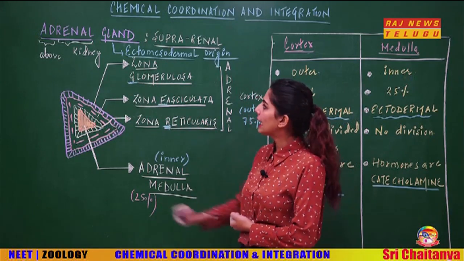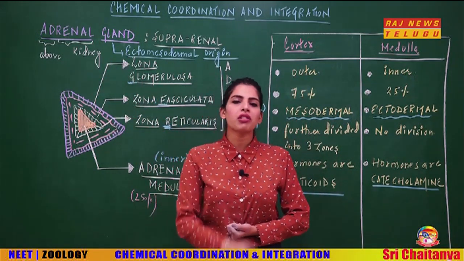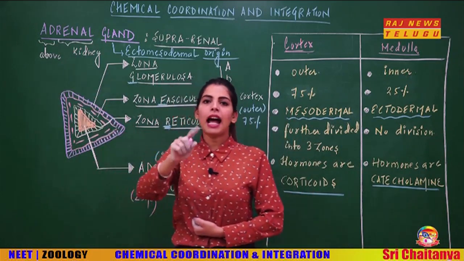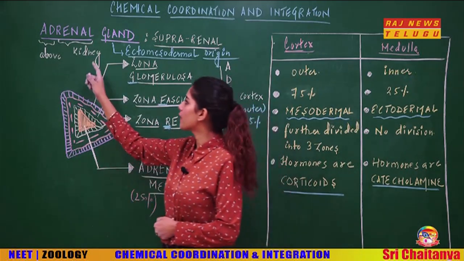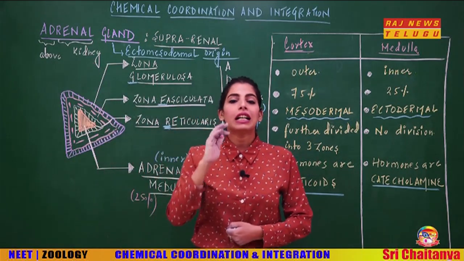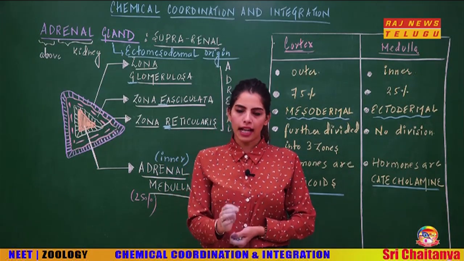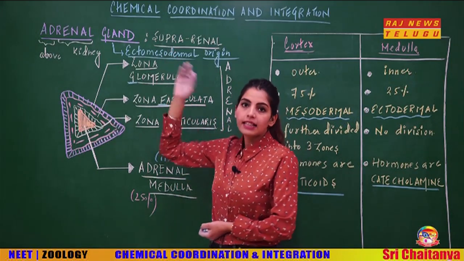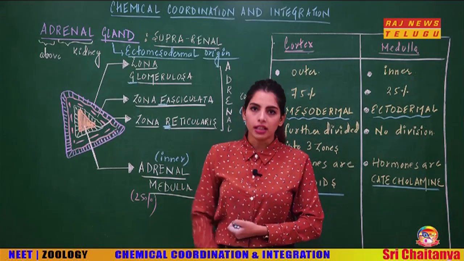Now, looking at the name itself, you can easily say what the location of this adrenal gland is. Ad means above, and renal stands for kidney. So the glands which are located just above the kidney are called adrenal glands. Also, since it is located above the kidneys, it is suprarenal.